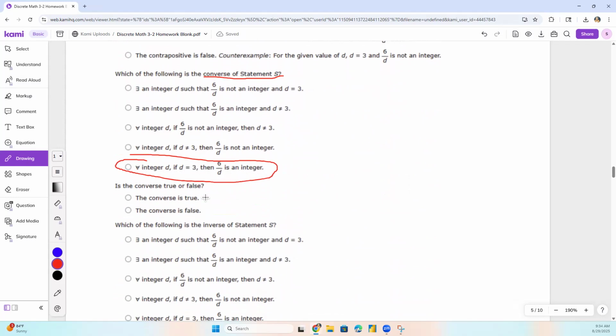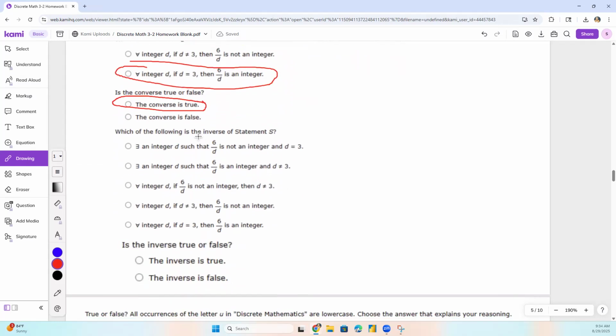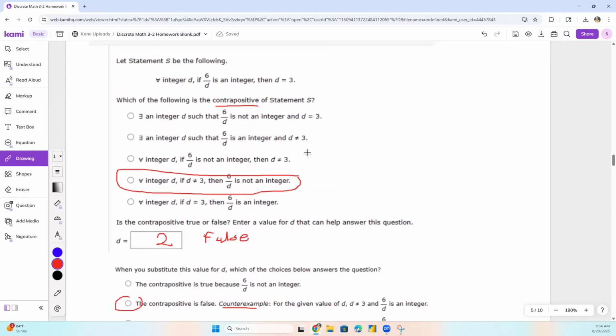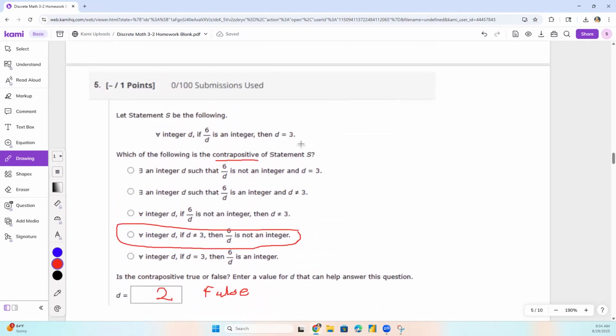Now the thing is, is the converse true or false? Let's think. If d is equal to 3, then this is an integer. So for this one, when we plug in a 3 here, 6 over 3 is 2, which is an integer. So we're going to say that this is true. The converse is true. And we don't have to find a counterexample for this since it is true. Now, the next part is we're going to find the inverse of the statement. So we have to remember how to find the inverse of a statement.